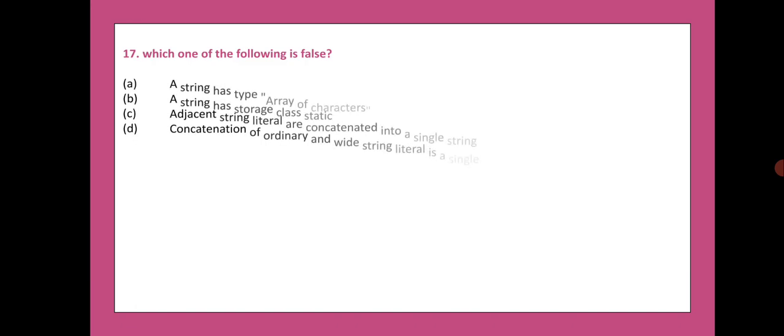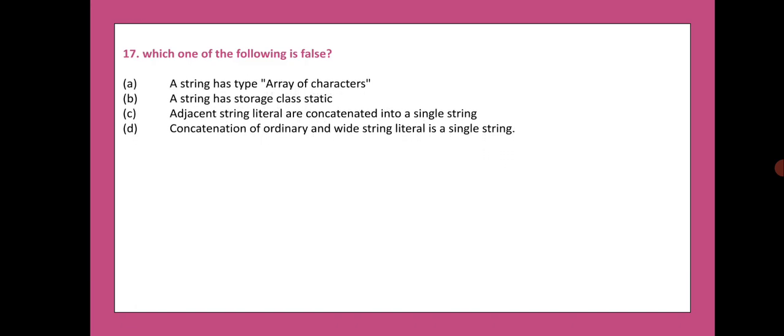Next question. Which one of the following is true? A, a string has type array of characters. B, a string has storage class static. C, adjacent string literals are concatenated into a single string. And D, concatenation of ordinary and wide string literal is a single string. We already discussed this in our strings FAQs in embedded C. Concatenation of an ordinary and a wide string literal is undefined. Correct. So the answer should be D.